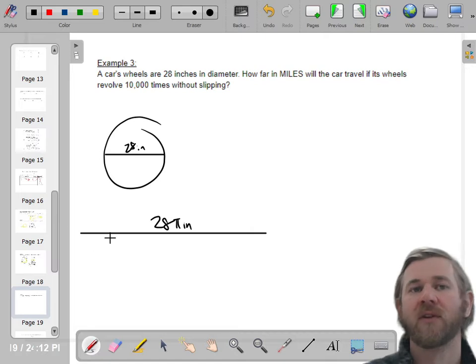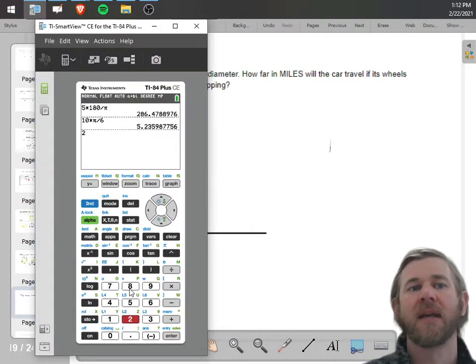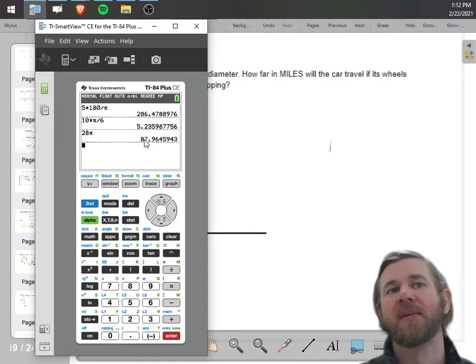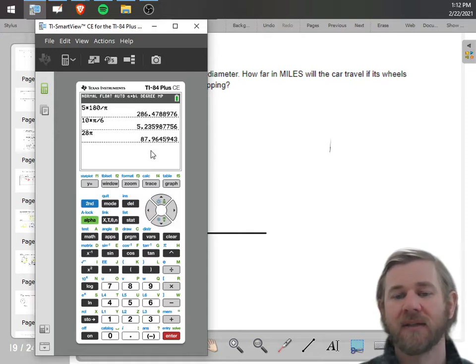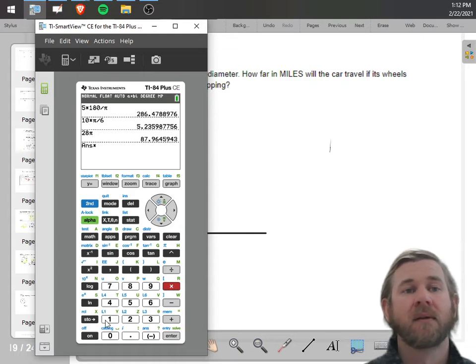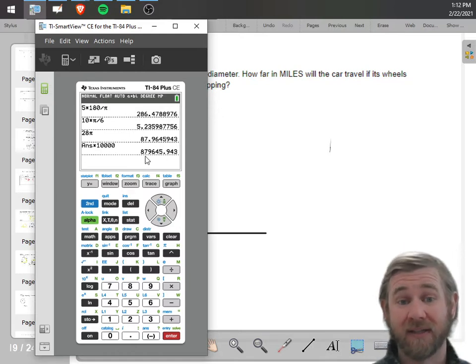This would be 1 revolution. Now, if it helps you to think about it as a decimal, 28 pi, that's 1 time around. If this circle spins around once, it'll go just under 88 inches. So what we need to do is say, okay, well, it's going to do that 10,000 times. 1 time around is 88 inches. This is almost 880,000 inches.